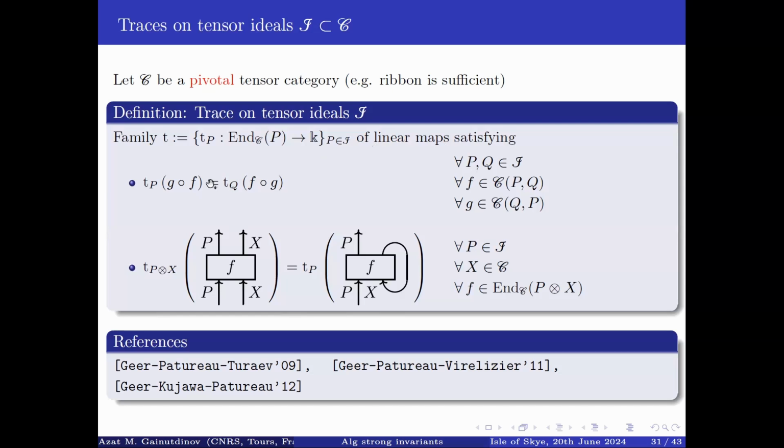It satisfies 2 axioms. First of all, it should be cyclic, as the usual trace. It's a linear cyclic condition, but it should also be compatible with the duality structure. Because P is in my ideal and X is any object in C, P tensor X is also in the ideal, so we can evaluate the trace on any endomorphism of P tensor X. And it should be equal when you do a partial trace. So we take a partial categorical trace: we close the second strand using evaluation maps, but keep the strand P, and it should be the trace on P. So this is a partial trace condition.